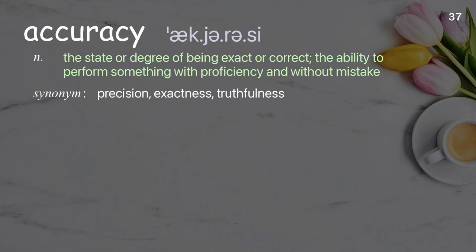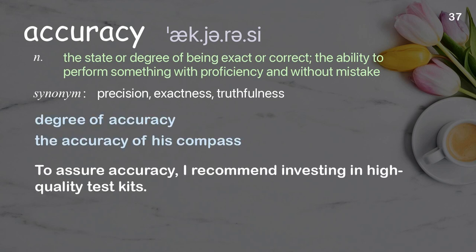Accuracy. The state or degree of being exact or correct, the ability to perform something with proficiency and without mistake. Examples: degree of accuracy, the accuracy of his compass. To assure accuracy, I recommend investing in high-quality test kits.